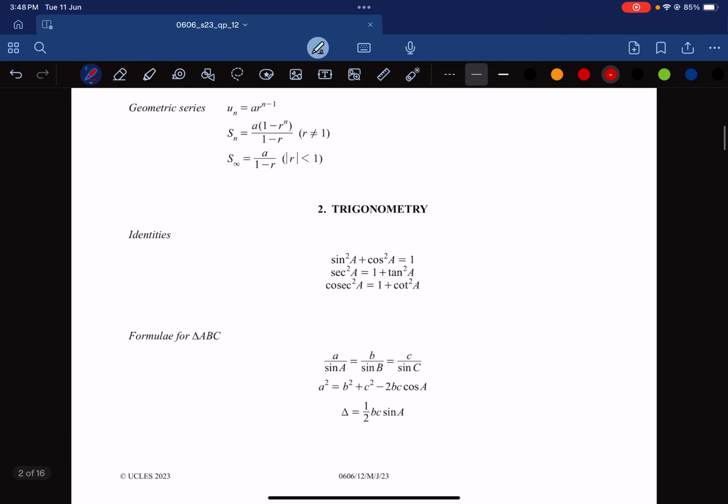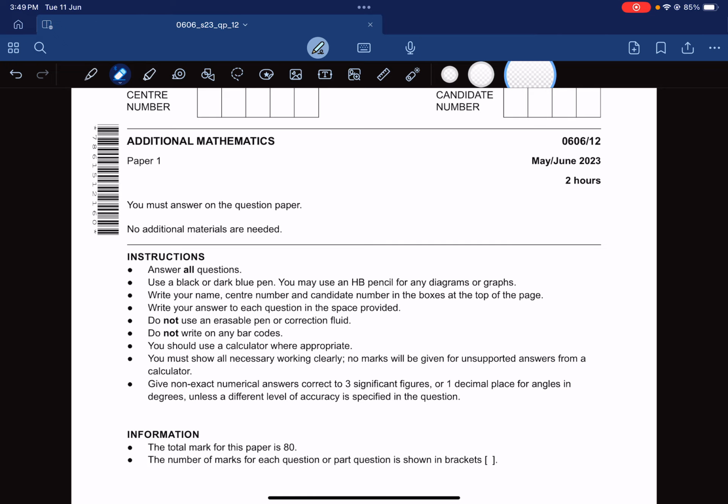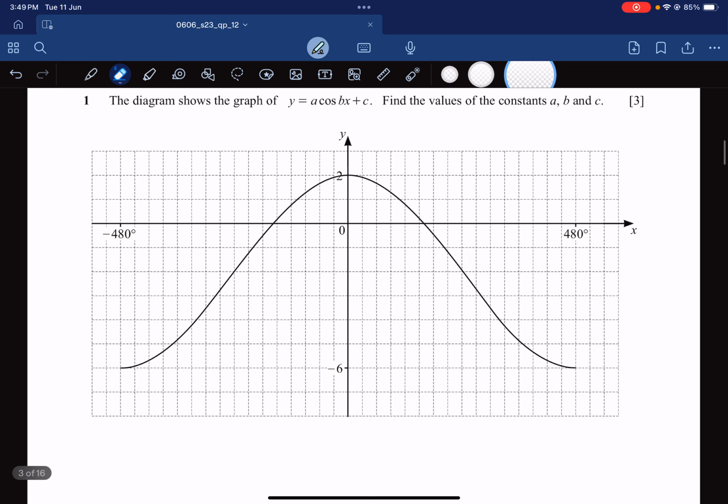Let's take a look at 2023 major paper, variant 1, question 2. First, this diagram shows the graph of y equals a cosine bx plus c. Find the values of constants a, b, c.